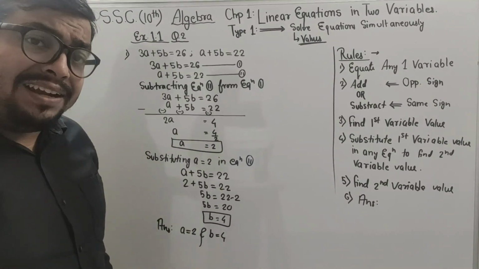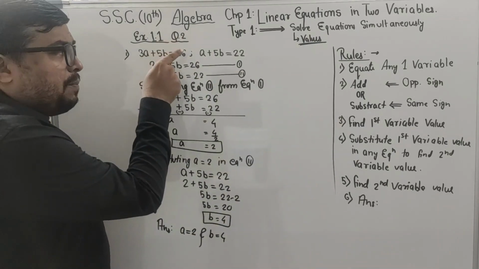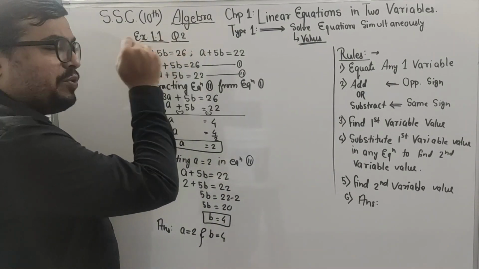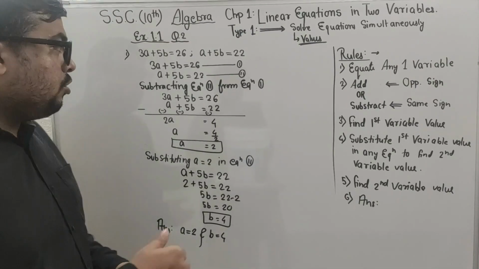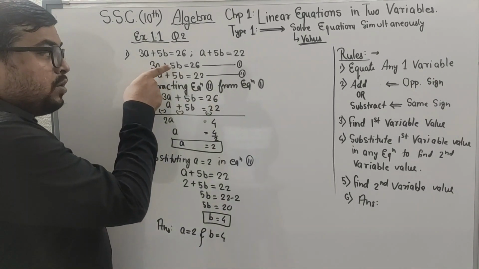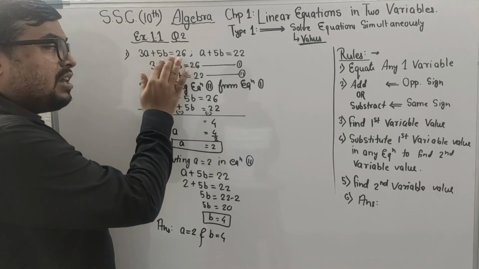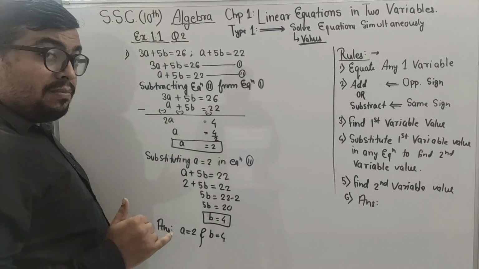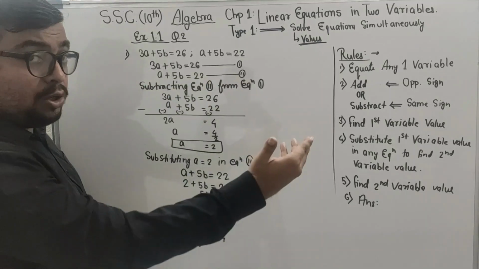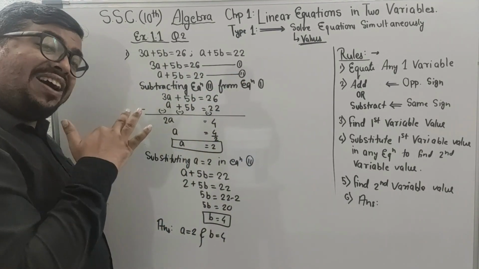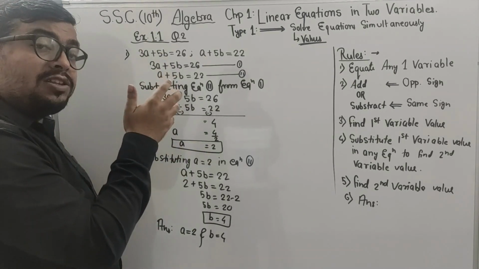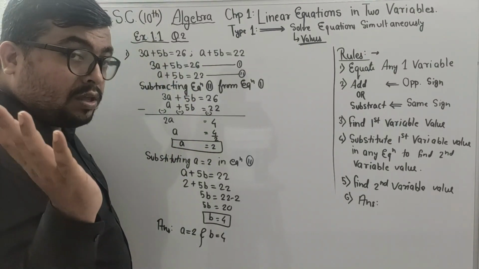So students, let's revise it first. सबसे पहले students, आपको दो इक्वेशन दिया रहेगा. You have to solve this equation one by one. You have to write this one by one. You have to equate any one variable. That means आपको a को या फिर b को equal बनाना है. Here already 5b and 5b आपको दिया है. That means already आपको equated दिया है.